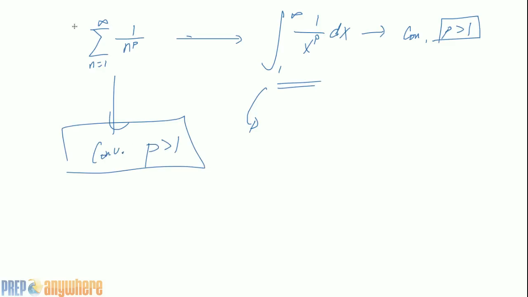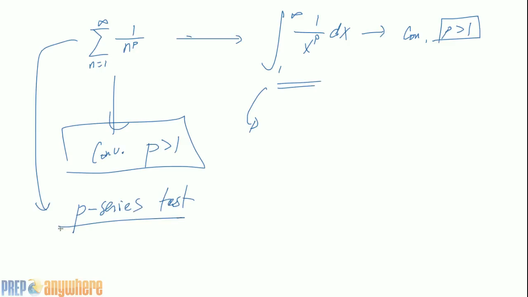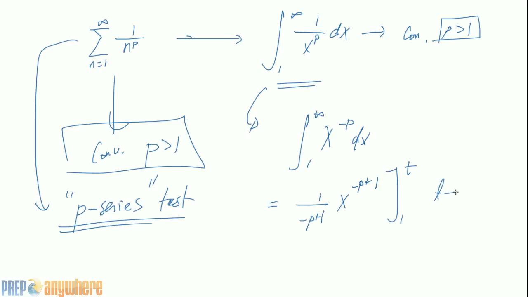Now we give this a special name because it happens a lot: the p-series test. So you just mention that by the p-series test, this is converging when you're justifying your answers from here on. Okay, for the integration, 1 over x to the power p is the same as x to the power minus p, which integrates to x to the power minus p plus 1, over minus p plus 1. Okay, and it's from 1 to t, where t is approaching infinity.